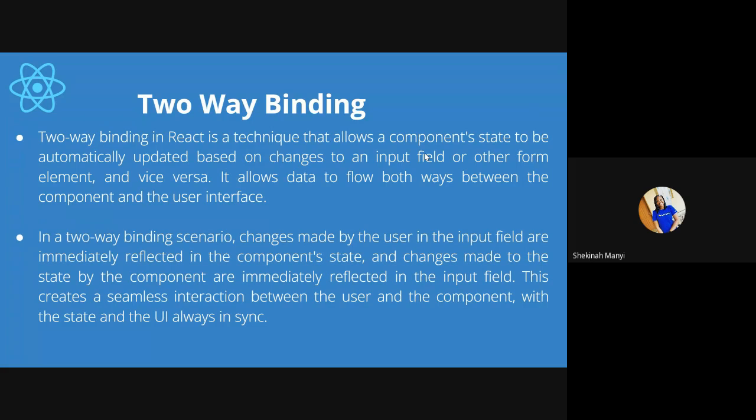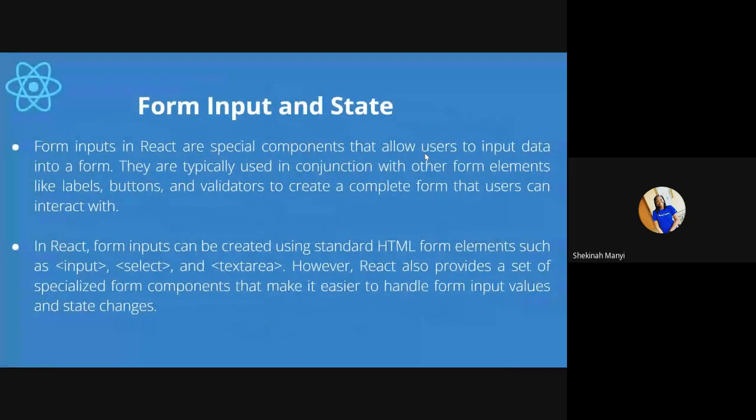To implement two-way binding in React, you need to use a controlled component, which is a component that manages its own state and receives its value via props. You can then use the onChange event to update the component state whenever the user makes a change to the input field, and pass the value back to the input field using the value prop. So basically, that's how two-way binding works. Yesterday I told you to read about controlled and uncontrolled components. I'm not sure we'll touch that.